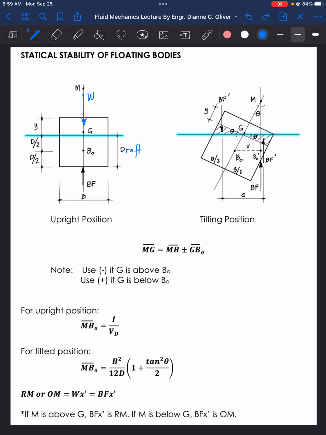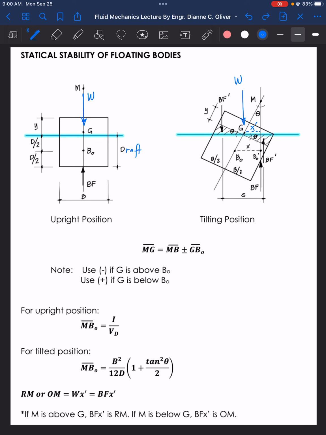The weight is always acting on the center of gravity of the object. This is the G, this is W. Therefore, our force now produces a couple which is equal to W times its distance from the line of action of the buoyant force. So this is the line of action, and the distance there is, let's say, x prime. That x prime is located from the center of gravity to the line of action. And let's name this sidewise shifting, the distance that the new center of buoyancy traveled, as x.